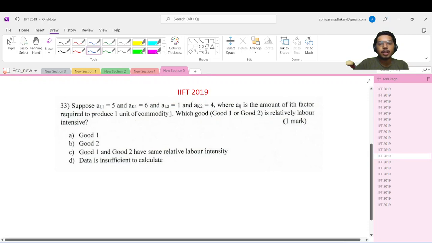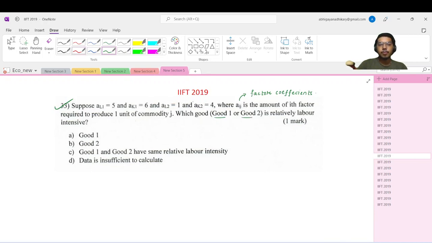So today we are looking at the IIFT Economics MSc Economics Entrance Exam Paper 2019, and we are looking at question number 33. Suppose aL1 equals 5, aK1 equals 6, aL2 equals 1, and aK2 equals 4, where aij denotes the ith factor required to produce 1 unit of commodity j. So this is basically the factor coefficients. The question is, which good, 1 or good 2, is relatively labor intensive?